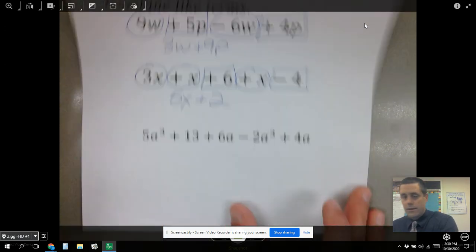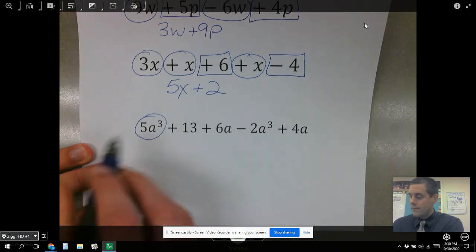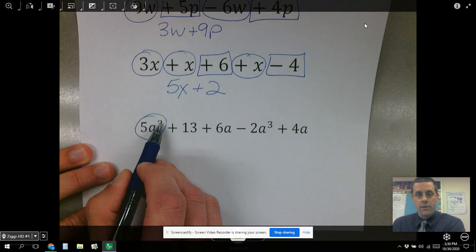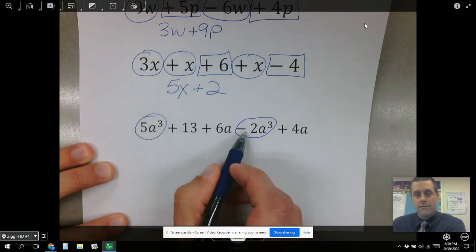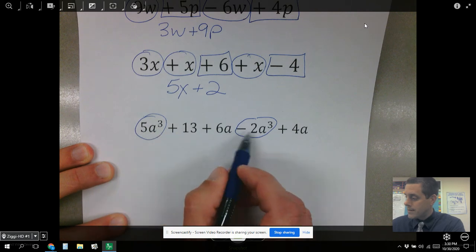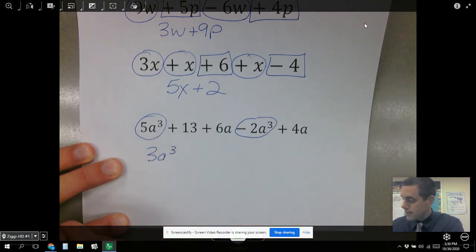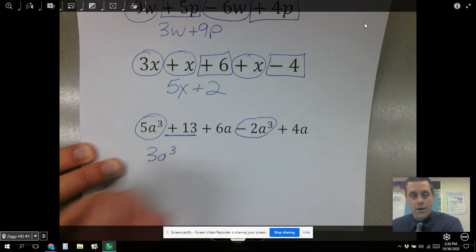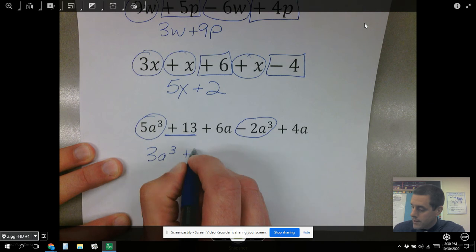And then finally down below, 5a to the third power. We're looking for any term that has a variable a being raised to the third power. Down here is the only other like term, grabbing the minus sign in front of it. 5a to the third power minus 2a to the third power is 3a to the third power. Our next term is a constant term, plus 13. There are no other terms that are constants, so I'm just going to bring down the plus 13.